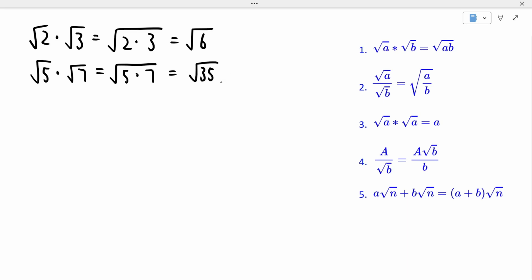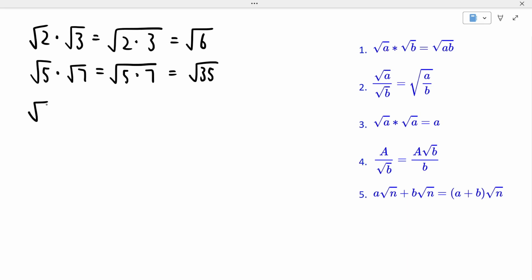This property can be used if both of the values inside the two square roots being multiplied are non-negative, but we won't be worrying about square roots of negative numbers in this video. You just need to know that it definitely works whenever both numbers inside the square roots are greater than or equal to 0. A similar property also applies for division, which is shown by the second property. Square root of a divided by square root of b is equal to the square root of a divided by b. This property also holds with the same conditions as the multiplication one, so it will always work whenever both numbers inside the square roots are greater than or equal to 0.